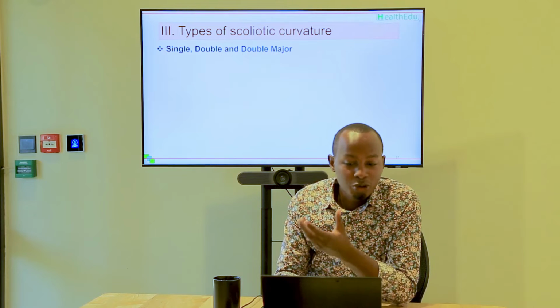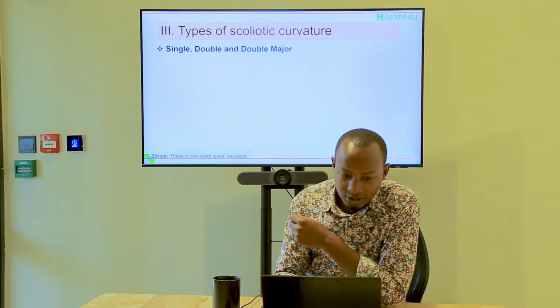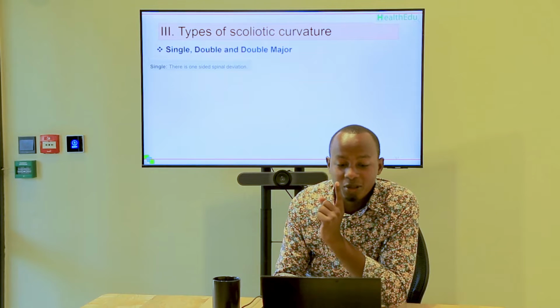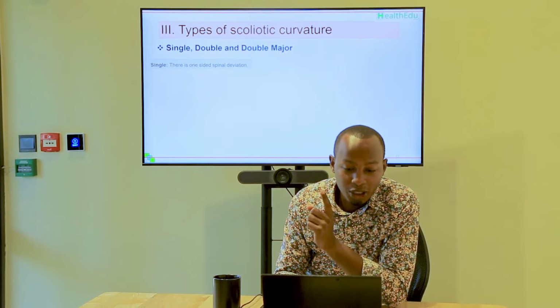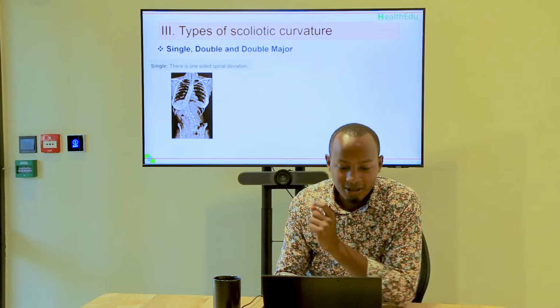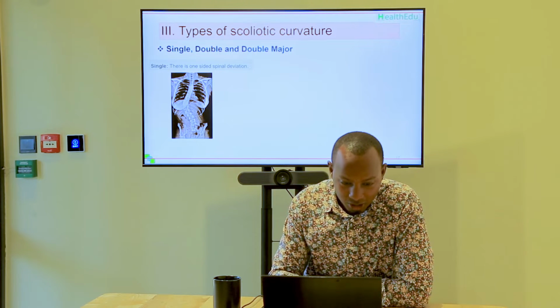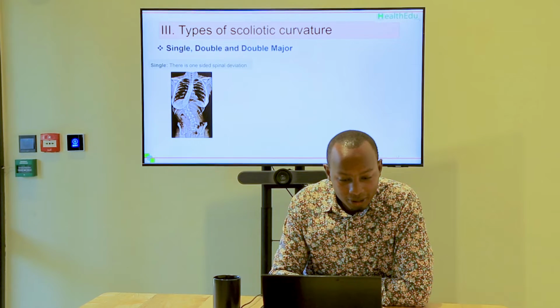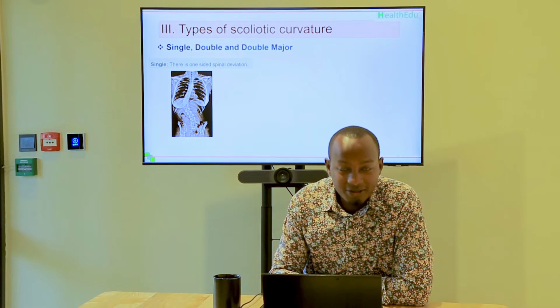How about single, double, and double major curvatures? How do we differentiate them? In case you find a patient is having only one-sided spinal deviation, we call it the single curvature. This is an example from this picture. From this picture, you can see on the X-ray we are having only one curvature. So it's a thoracolumbar curvature on the left side.